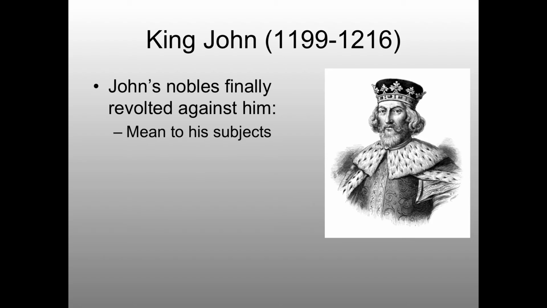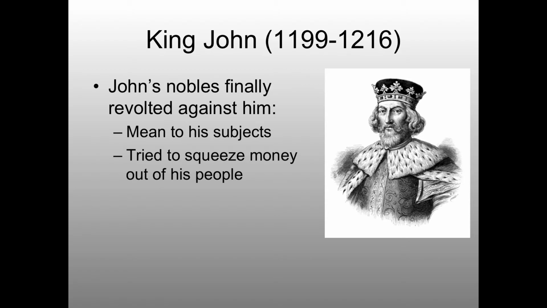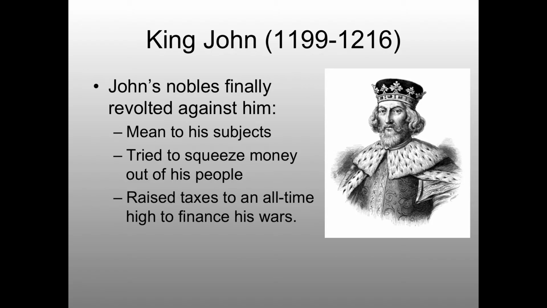What happens is that his nobles actually revolt against him. So King John I, his nobles revolt against him, which actually ends up being a good thing for England. They revolt against him because he's mean to his subjects. He tried to squeeze money out of the people and raise taxes to an all-time high to finance his wars. So if his wars were successful, the people might be more willing to pay taxes. But because he was such an unsuccessful leader in these campaigns, the nobles revolt against him.